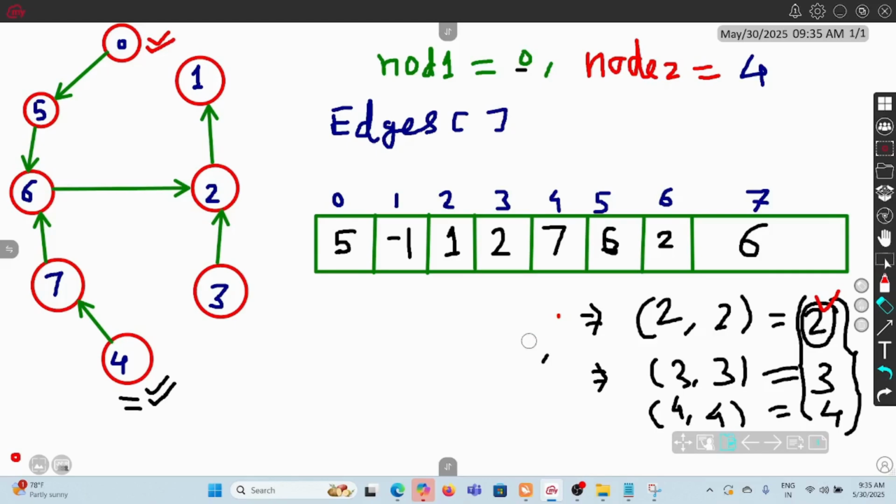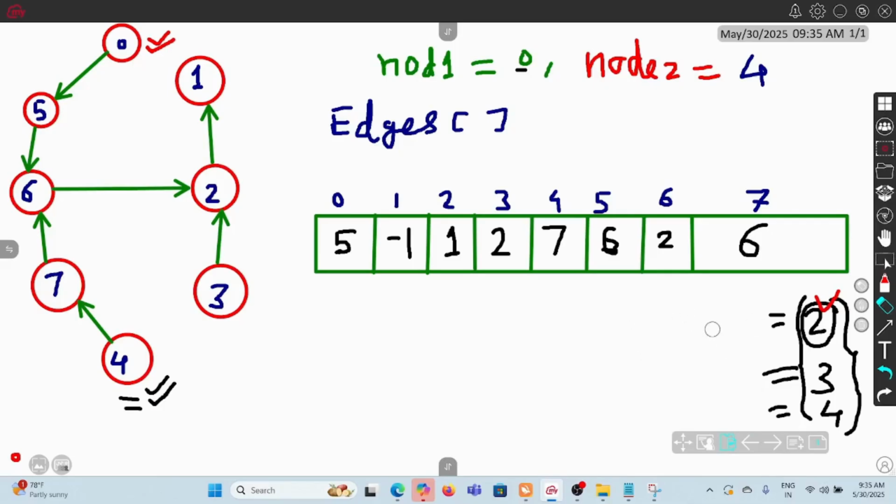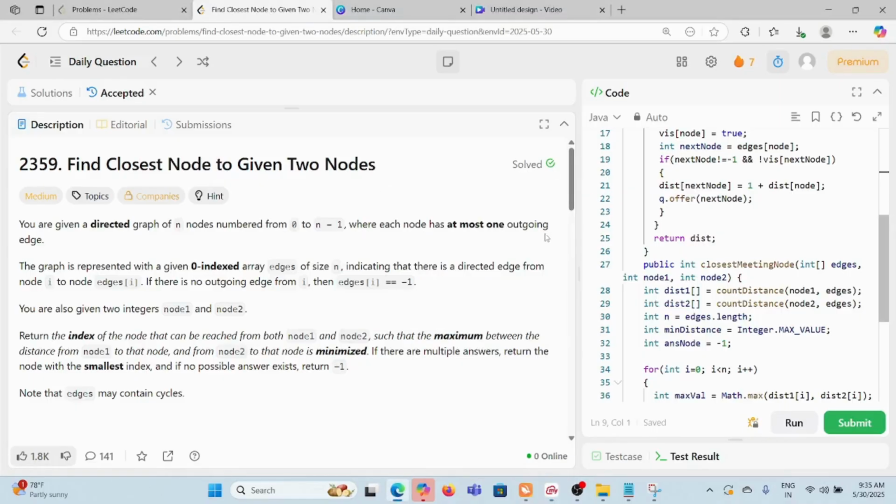So if we make the distance array, how would it look? From 0 we can easily find it, right? We can write a BFS or DFS, any one of them. I have written BFS, so let me tell you how I have done it. This is my code.